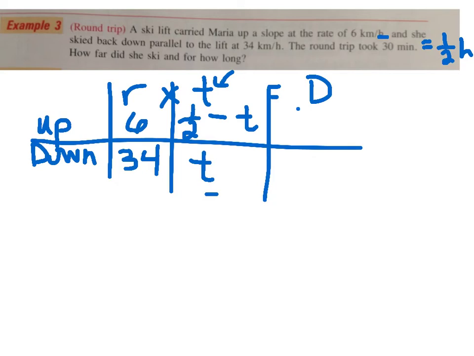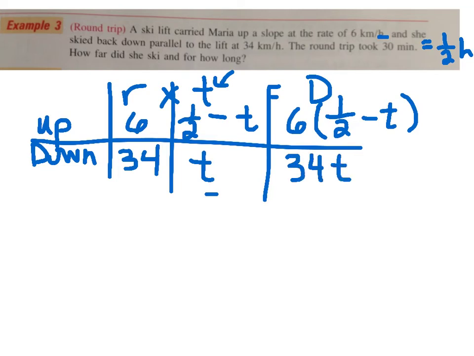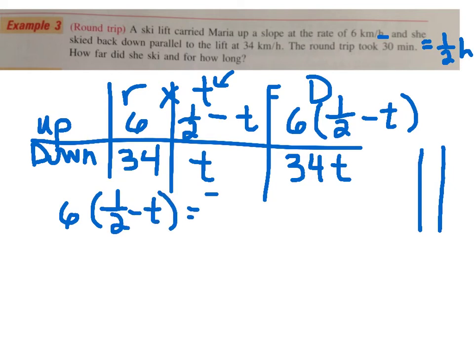So I don't know what any of this is, but I do know that rate times time will give her distance up, and that rate times time will then give her distance down. This one's pretty easy to understand because she's going to go up the mountain and down the same mountain, parallel to. That's why they use those words. So clearly, these two distances are the same. So 6 times 1/2 minus t is equal to 34t.